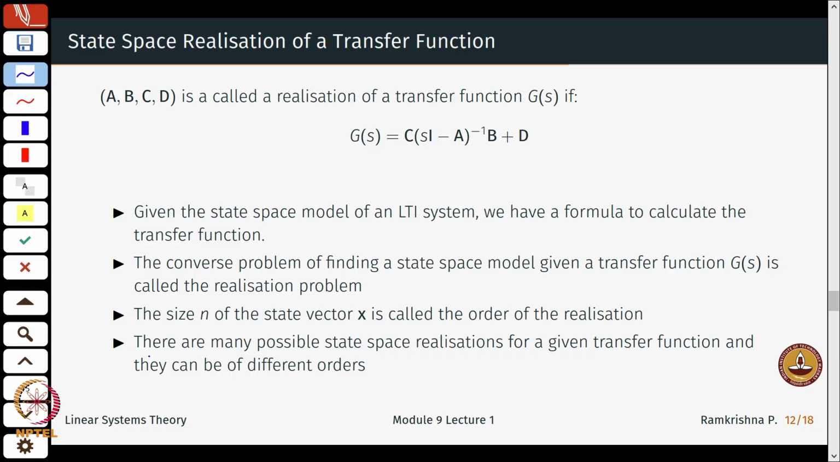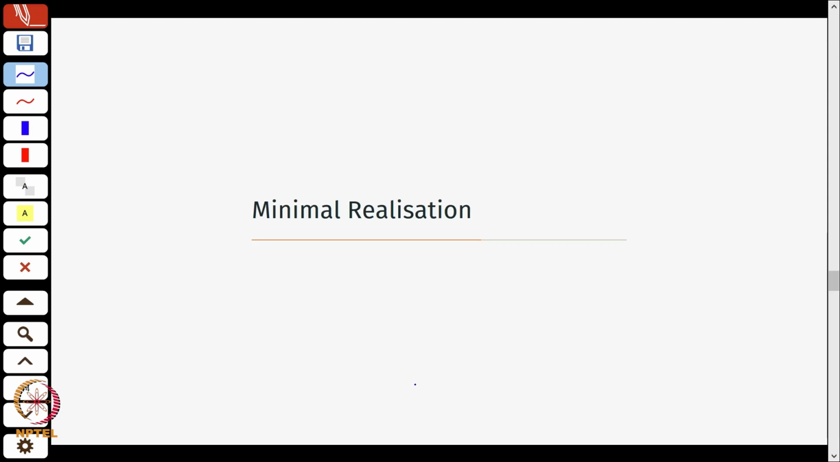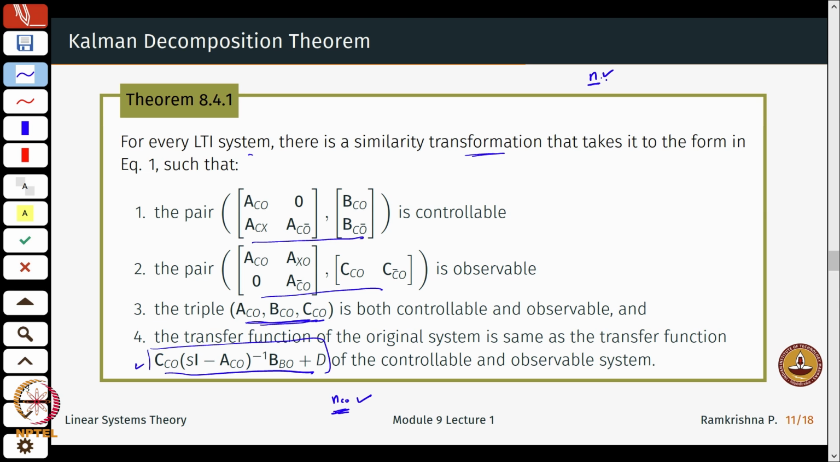Now, what is a realization? I guess we all know this derivation. Given A, B, C, D, this is called a realization of a transfer function if I can do this. This is the relation between the state space and the transfer function model. Given the state space model, I can construct the transfer function. The converse problem is then called the realization problem. Can I go from here to here? The size n of the vector x is called the order of the realization. So, here I started with a system which was like this.